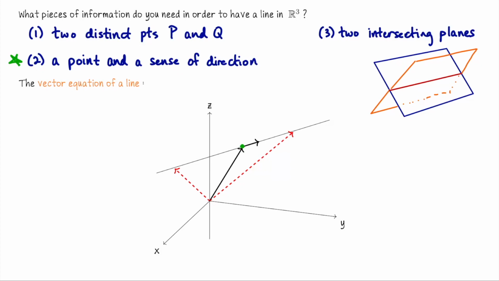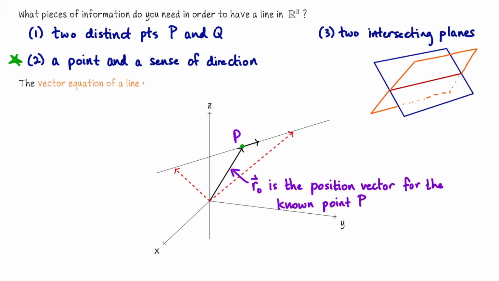I could call that point P. But let's say the position vector for that point we'll denote by r subscript 0, r naught. So that's the vector that starts at the origin and lands on the point P. What I'm calling here the sense of direction is what we call a direction vector, and we typically denote it as v. And the vector equation of the line is r equals r naught, the position vector for the known point P, plus t times v, where t is just a scalar.